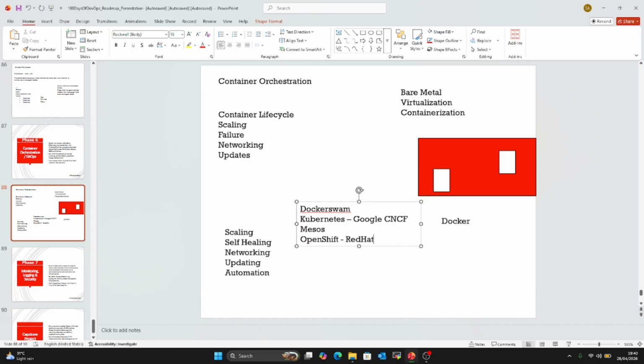So I hope I've been able to do justice to why container orchestration came into play. I hope we all understand the why of container orchestration, right? And then we also understand the what. I think I've covered why and I've covered what: why there's a need for container orchestration and what container orchestration does or offers us.